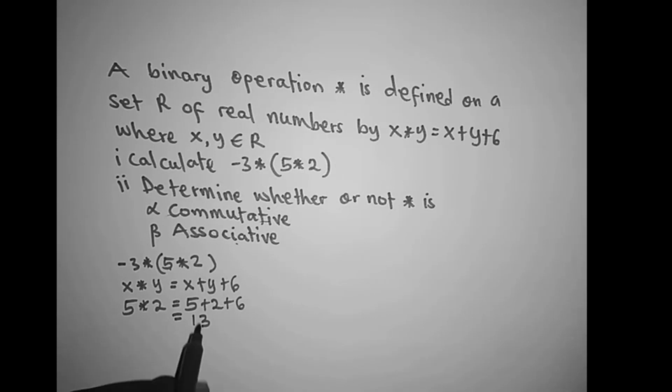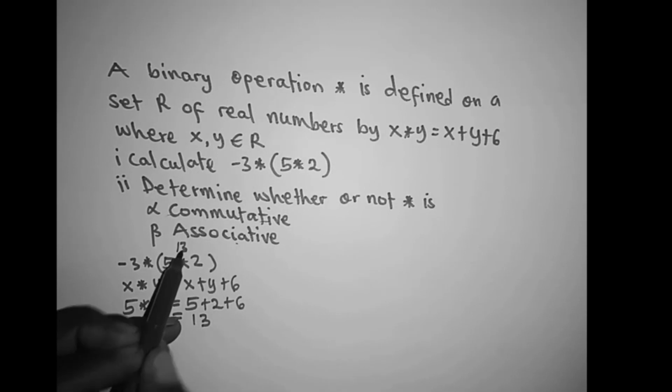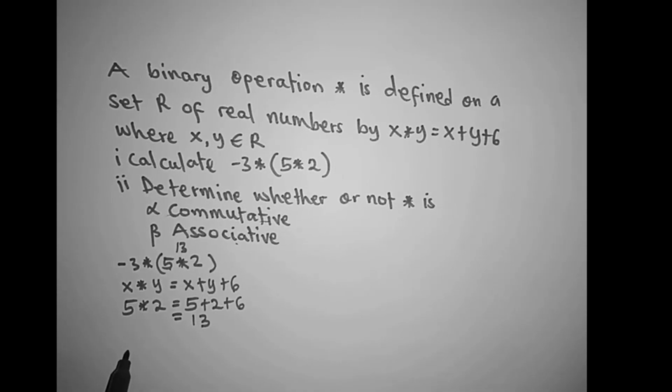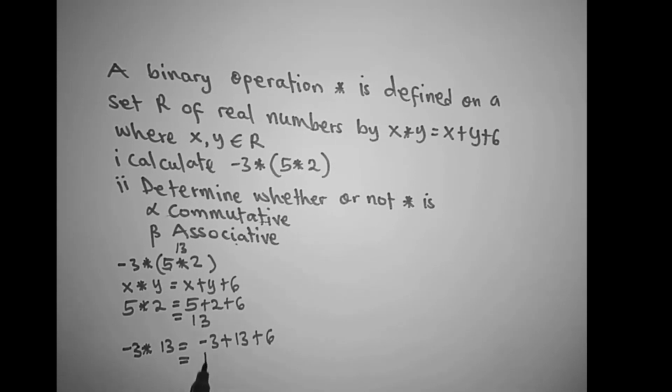Then, having gotten the result of 5 operation 2, which is 13, in the next step, we will then take minus 3 and do minus 3 operation 13. So this means that wherever we see x, we put in minus 3, and wherever we see y, we put in 13. So this becomes minus 3 plus 13 plus 6. 13 plus 6 is 19. 19 minus 3 will give you 16.